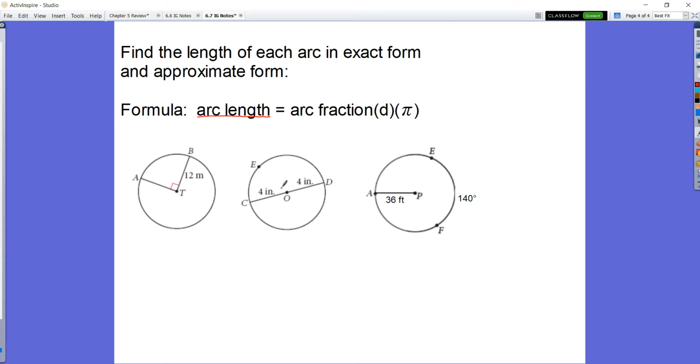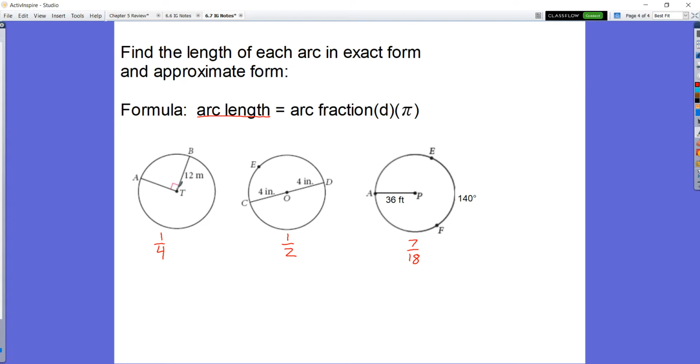Here are our 3 circles we worked with before. This one, 1/4 was the fraction we came up with. This one was 1/2. And this one was 7 over 18. So that was after step 1. We got our fractions for each one. Now we're going to take that fraction and multiply it by the diameter.